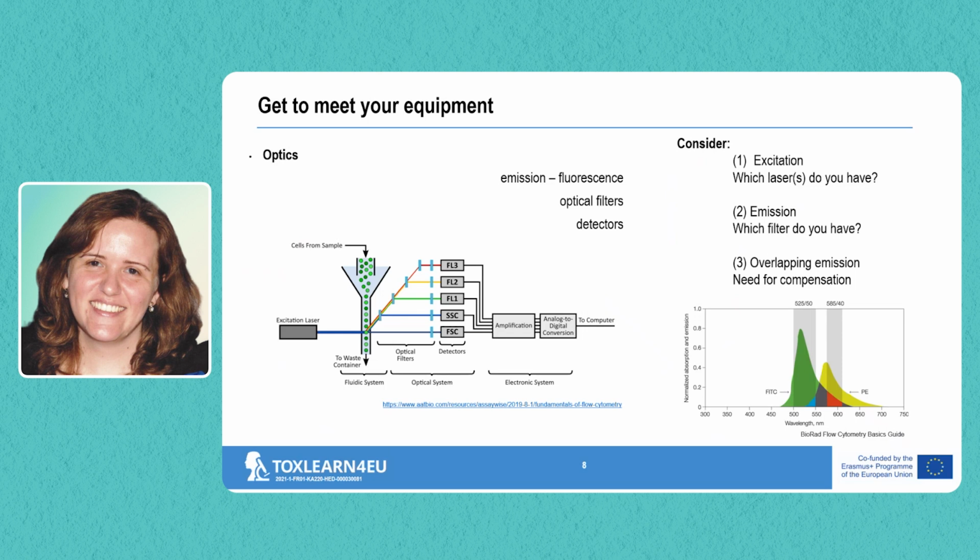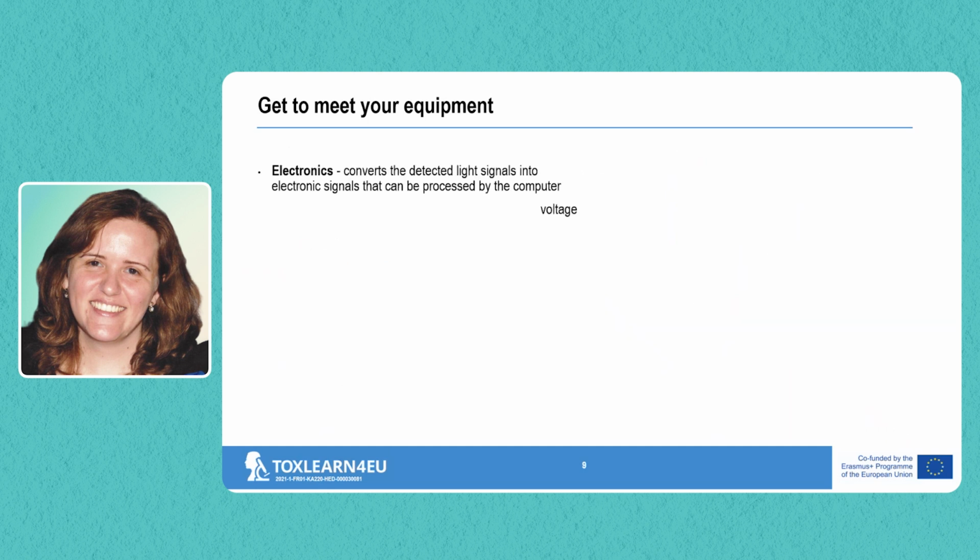I won't get into much detail, but we can buy commercial beads to do that, so that we can correct with the equipment which signal is actually overlapping, which signal is FITC being read in the PE channel. But we can also do this manually, just using single stained samples.